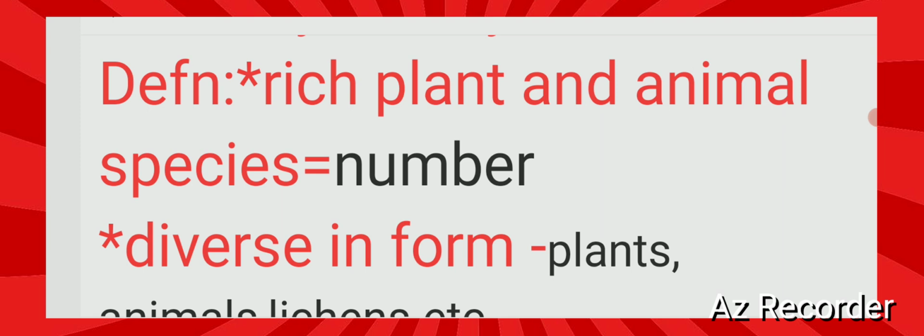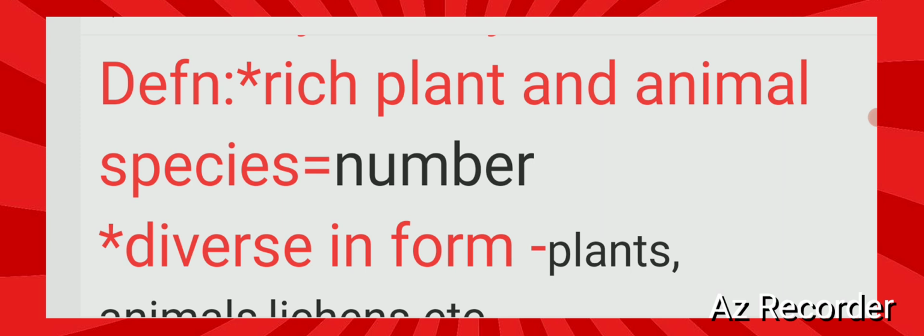And the cultivated species are where we are making them to grow. We are raising them artificially in our farmland, like wheat, rice and paddy, and the buffalo, cows, these domesticated animals, and the crops which we grow in the fields are referred to as cultivated species.